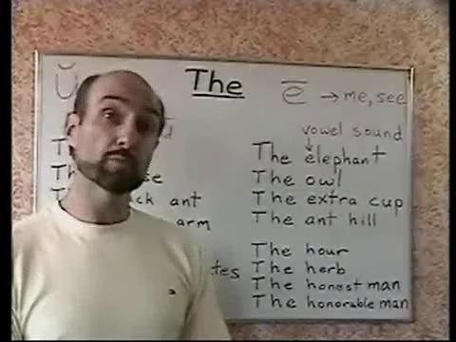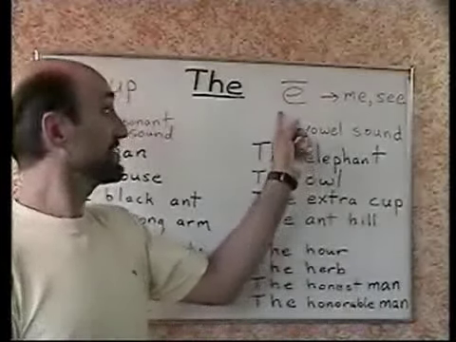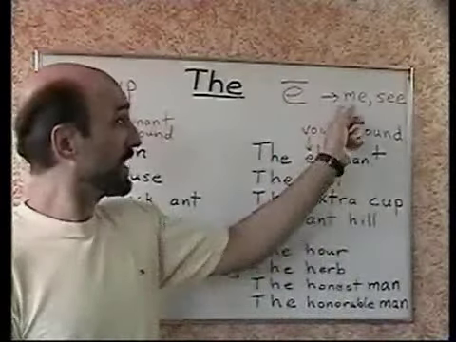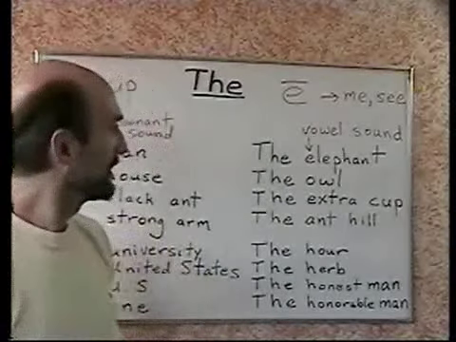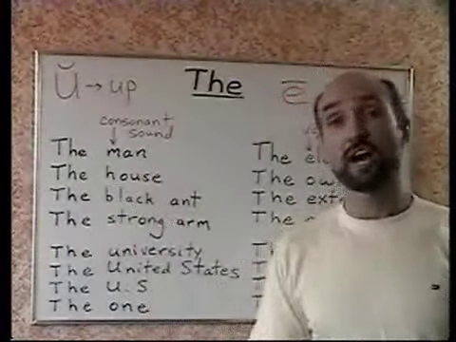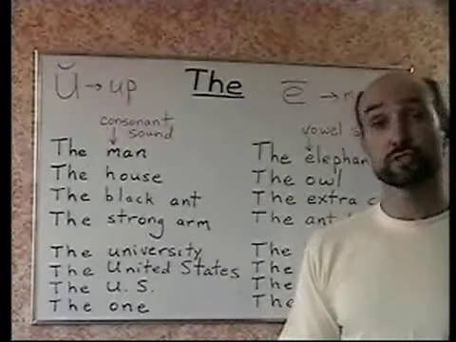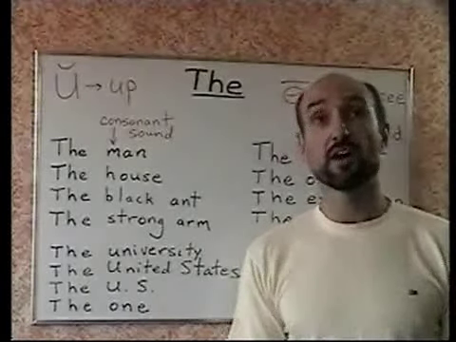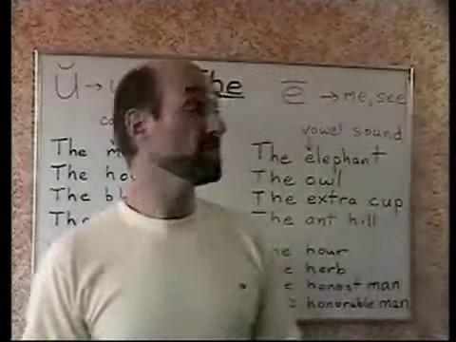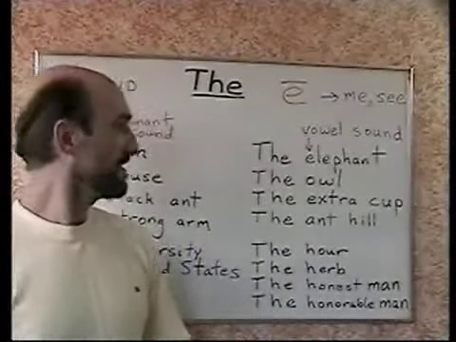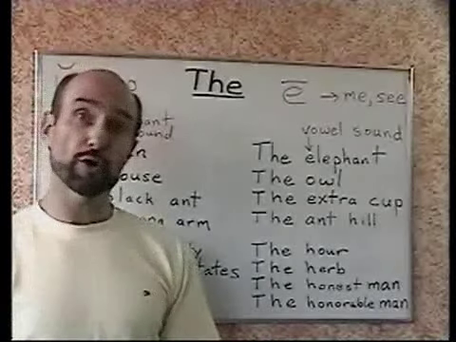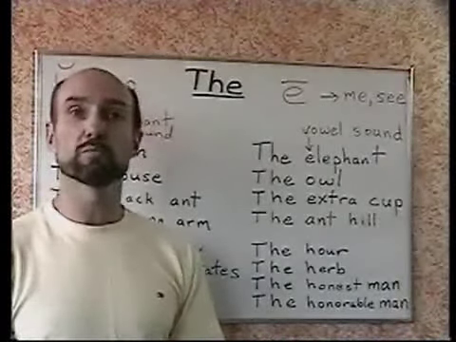Now, how are you going to remember the pronunciation of this word? Just remember that it's the long E vowel sound. And that's how we write it, E with a line on the top, and it rhymes with me and C. So let's review these words again. We have the man, the house, the black ant, the strong arm, the university, the United States, the U.S., and the one. And on the other side, we have the elephant, the owl, the extra cup, the anthill, the hour, the herb, the honest man, and the honorable man.